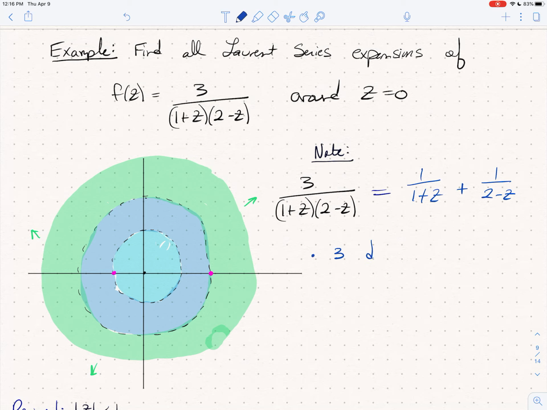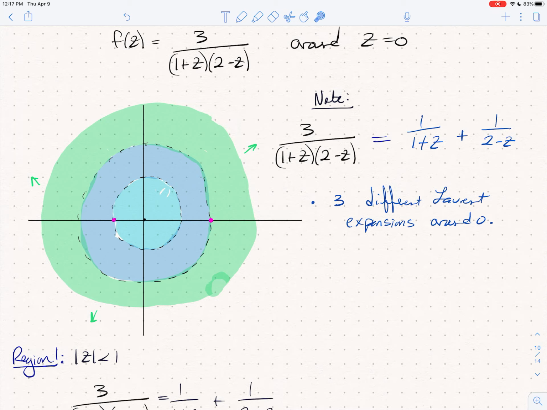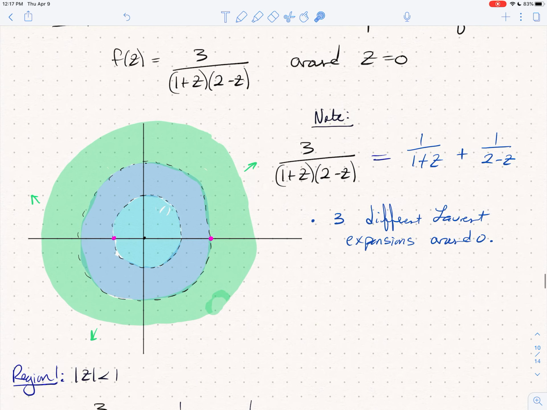I'm just going to write down that we're going to get 3 different Laurent expansions around 0. That way that's written down. Okay, and I'm thinking about my regions. I'm going to work my way inside out. So this is region 1, region 2, region 3. So we're going to start out with region 1.